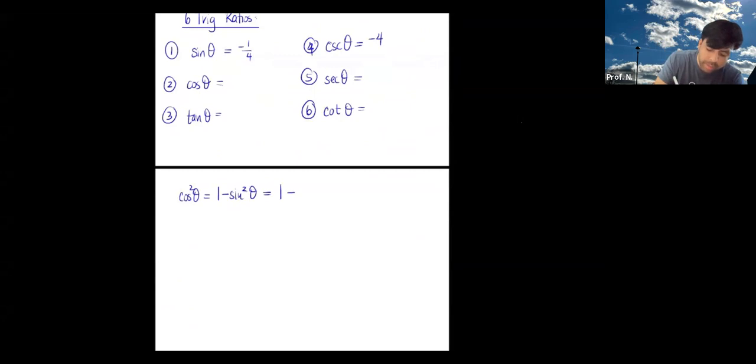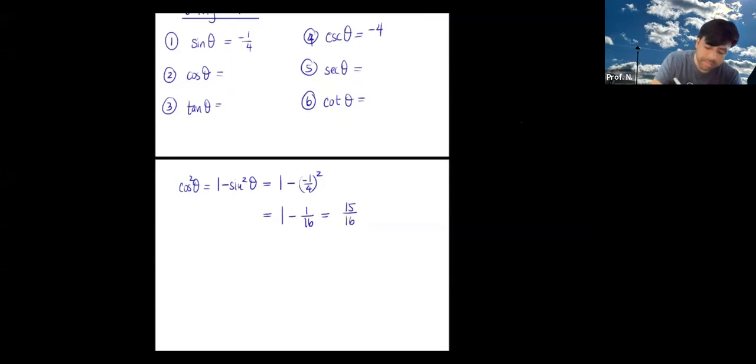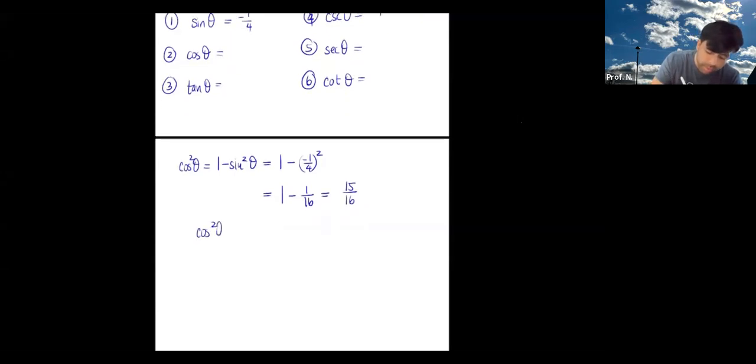So this is 1 minus, and this is -1/4 squared. You see that? Because I'm plugging in sine theta. I know what sine theta is. It's -1/4. So to find cosine squared theta, I do 1 minus sine squared theta. So then -1/4 squared will equal what? 1 minus 1/16. And 1 minus 1/16 is 15/16. So cosine squared theta is 15/16.